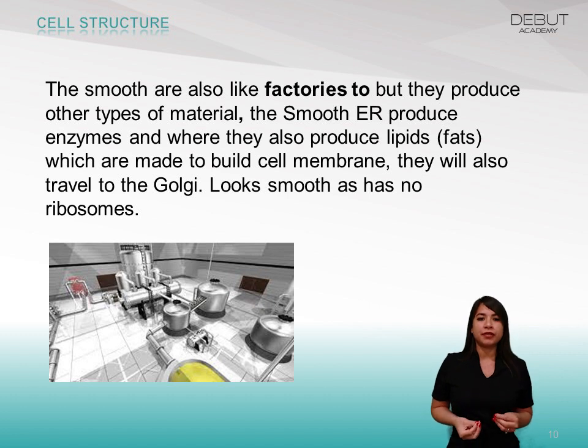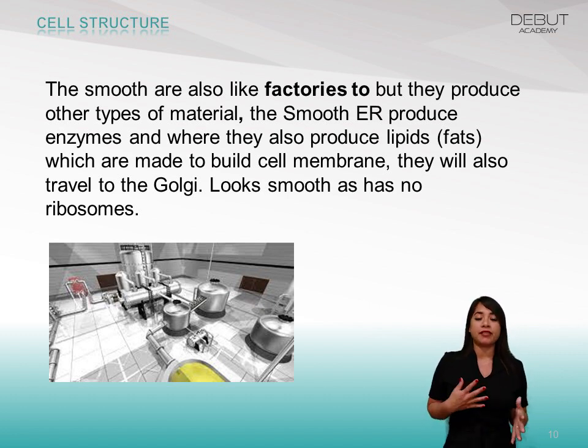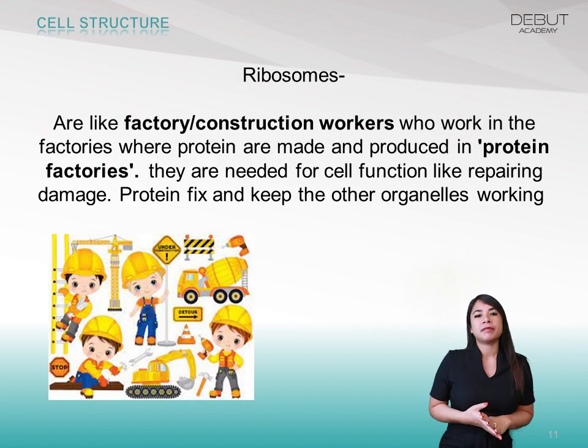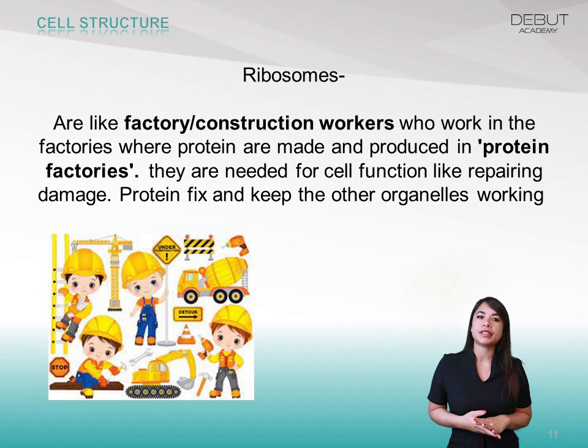We are now looking at the smooth. So very similar to the rough, but as they've got the smooth name, they don't have ribosomes attached. But they're still a kind of factory, but this time they're producing enzymes and lipids. And what these do, they build up the cell membrane. The next part is the ribosomes, and I think of them as construction workers. Now, if you remember from my last couple of slides, I was talking about the rough endoplasmic reticulum, and they were the protein factories. So you need to imagine the ribosomes are the workers inside that factory, creating the protein. And what they do, they help repair any damaged cells, so then they can carry out their cell function correctly.